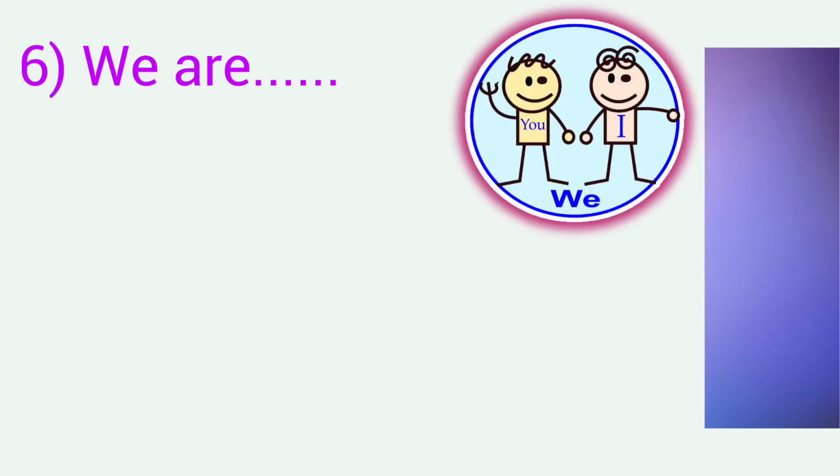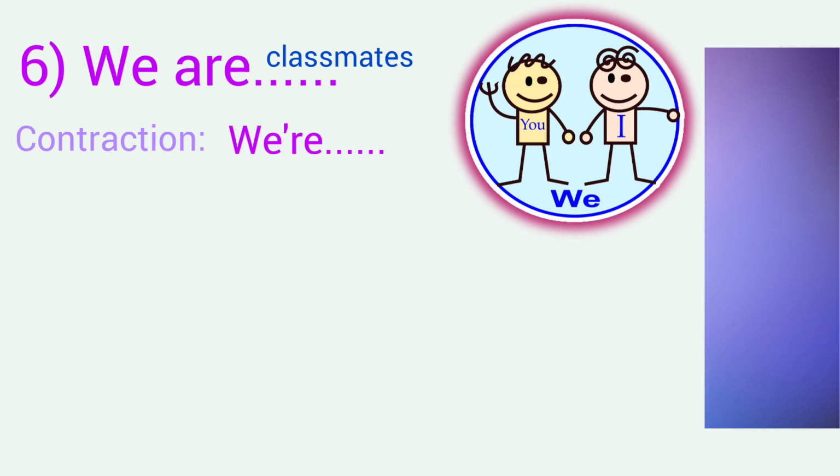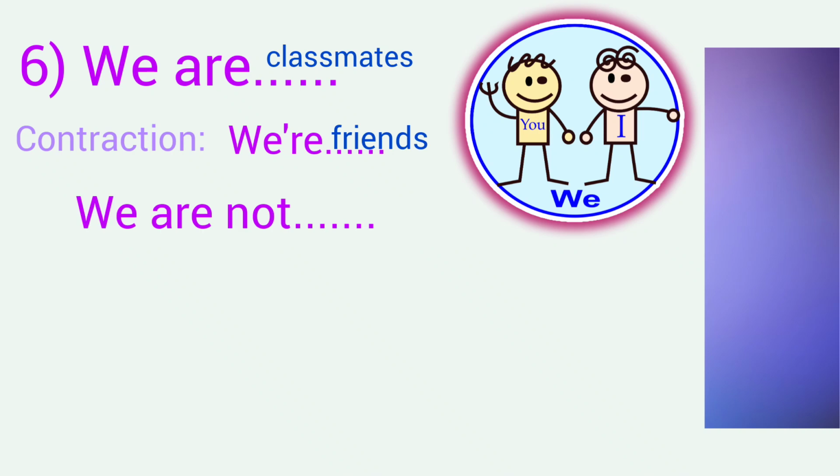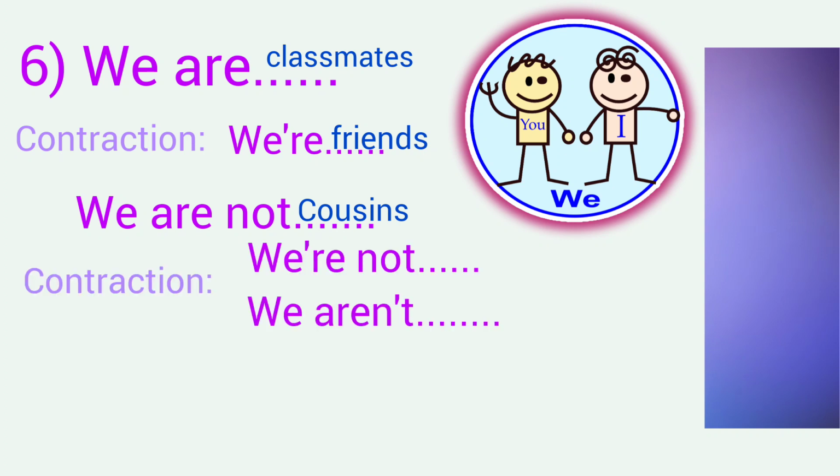6. We are. We are classmates. Contraction, we're. We're friends. Negative form. We are not. We are not cousins. Contraction, we're not or we aren't. We are not brothers. We aren't sisters. Question form. Are we colleagues?